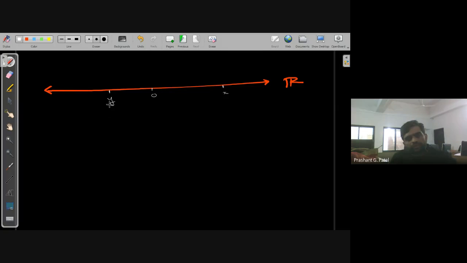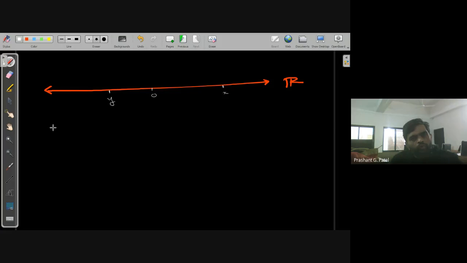Let us talk about this. If you are given a line, which is R, the set of all real numbers, and I fix this point 0 here, and I have one point here, x, and y is somewhere here, then how do we denote the distance between x and y?